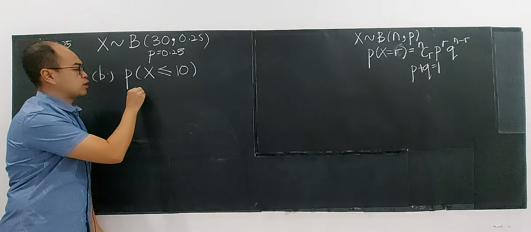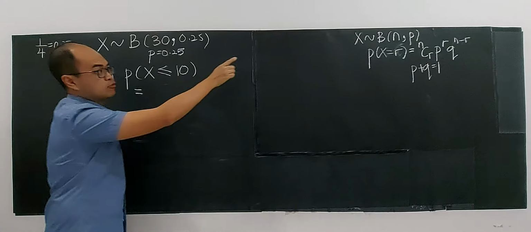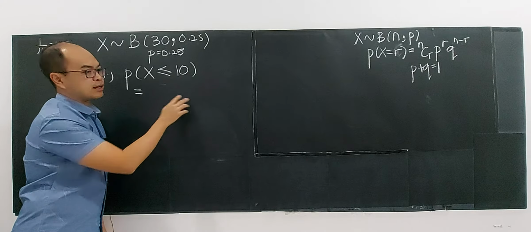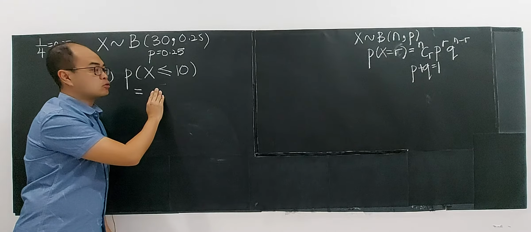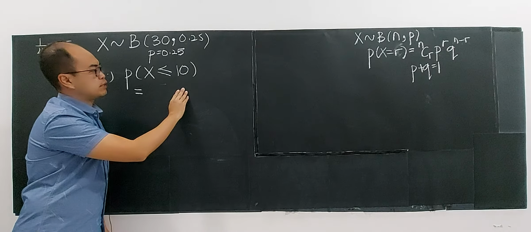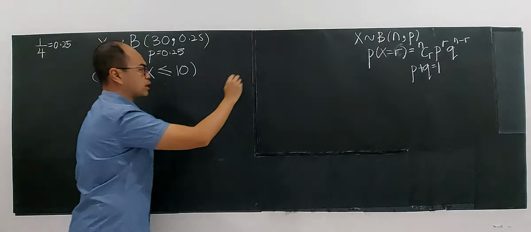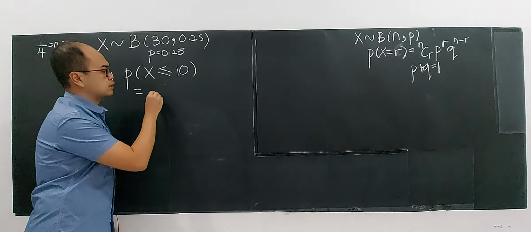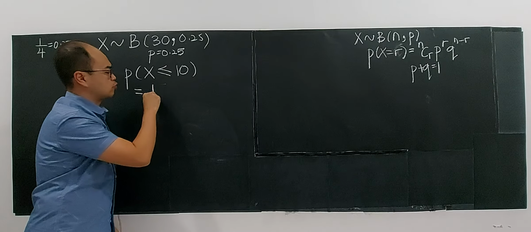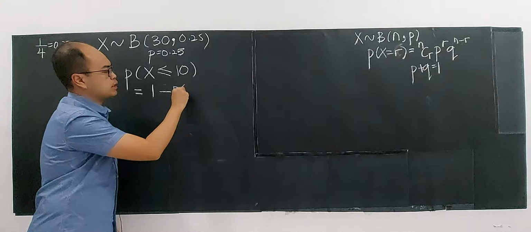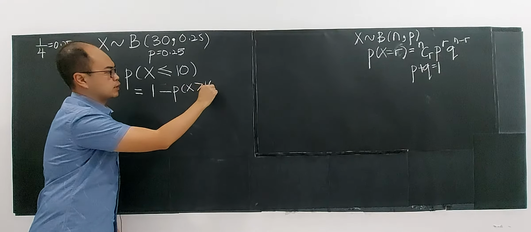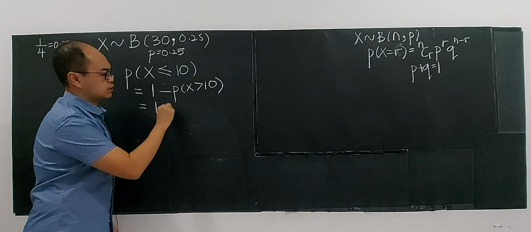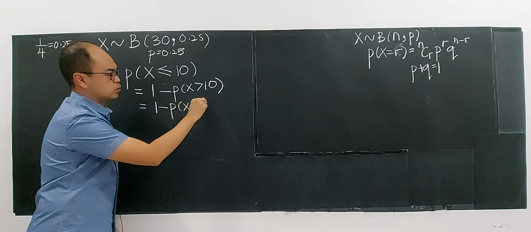So if you want to use the formula for this case, it will be a headache, because you have so many terms to add up: P(X = 0), P(X = 1), P(X = 2), P(X = 3), so many. So what I should do is use the statistical table. This one I need to convert to 1 minus P(X greater than 10), which is the same as 1 minus P(X greater or equal to 11).